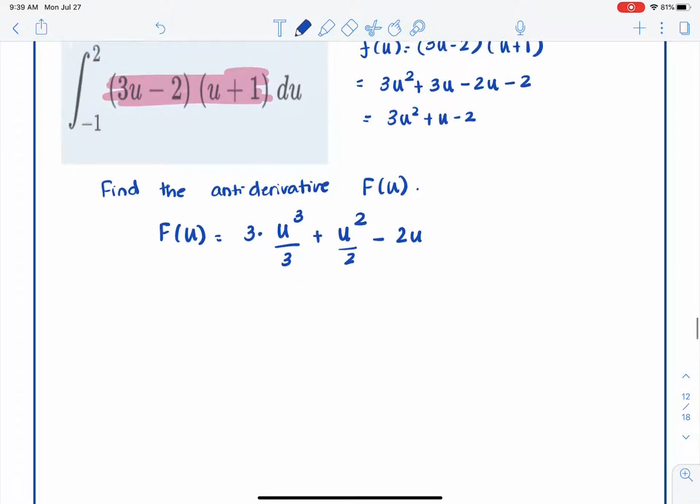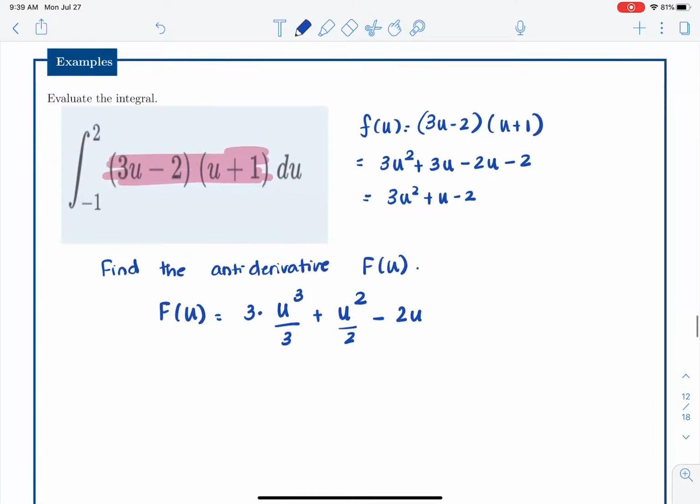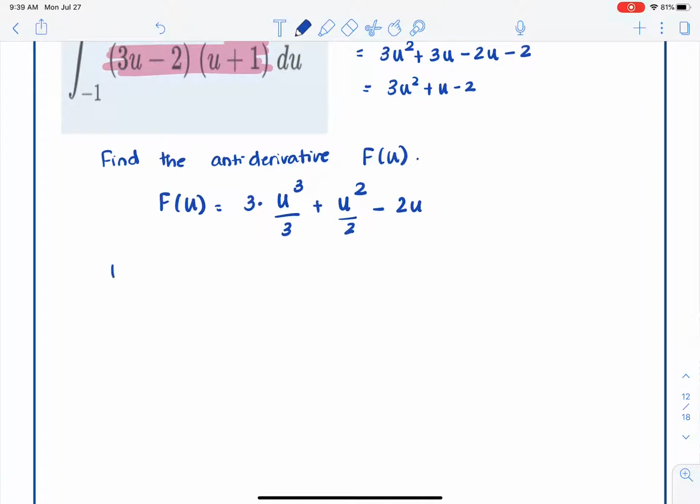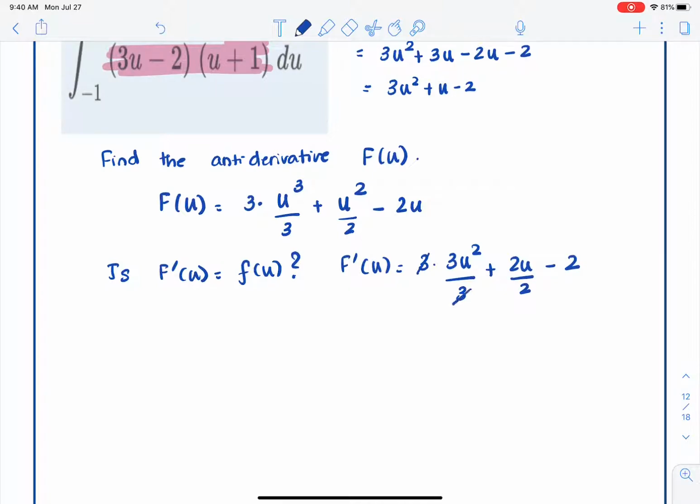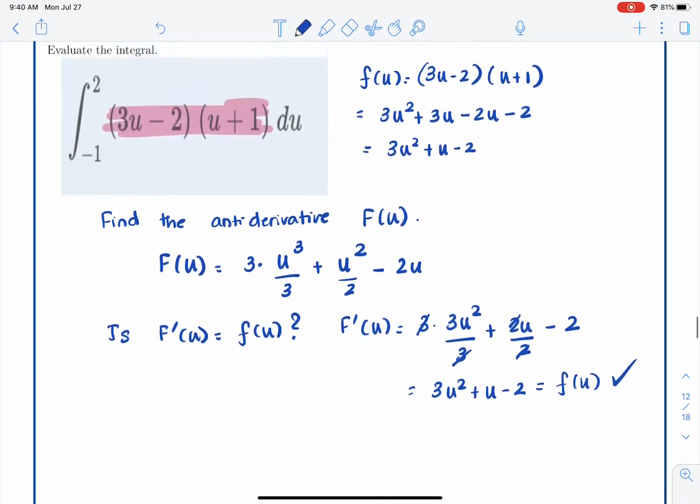So let's see if we get what we had before. Is F prime of u equal to f of u? Always verify. So F prime of u is 3 times 3u squared over 3, plus 2u over 2, minus 2. The 3's go away, the 2's go away. I end up getting 3u squared plus u minus 2, which is f of u. So it works out. We have the correct antiderivative.